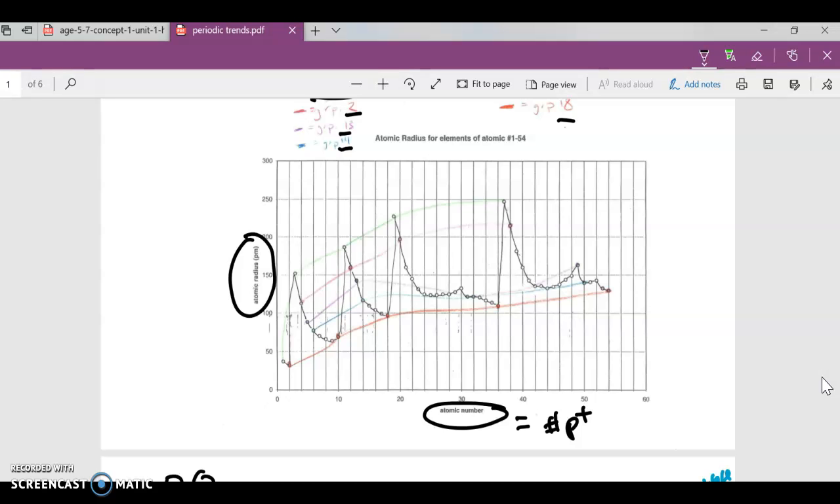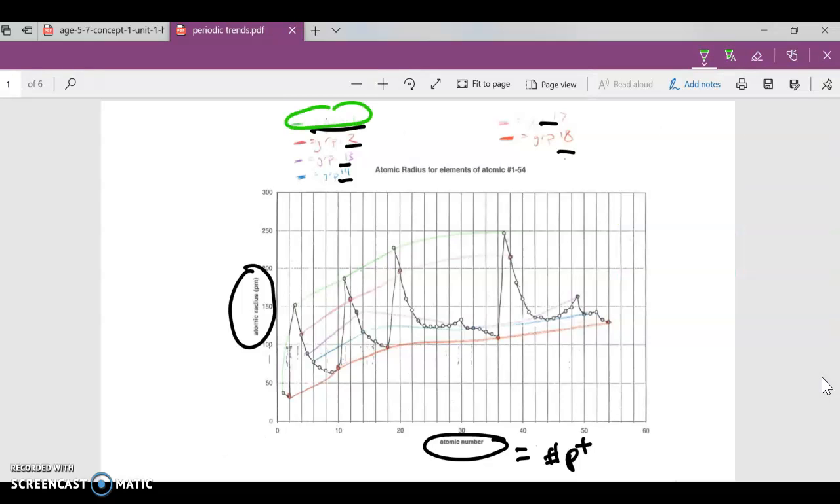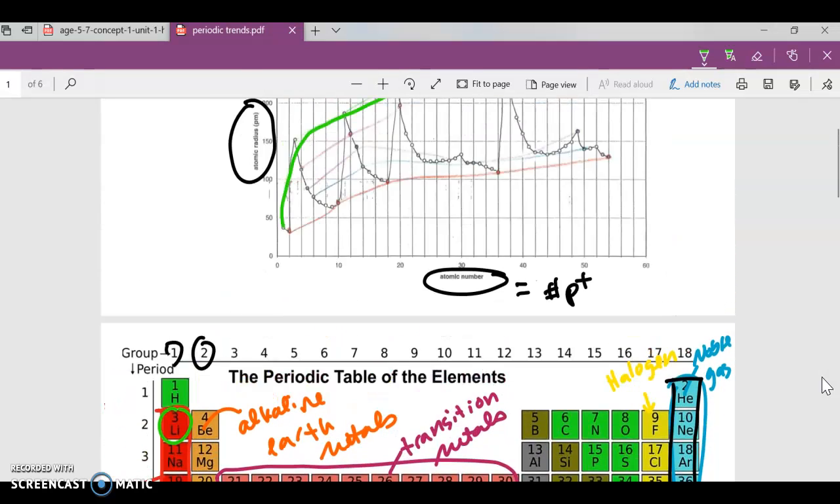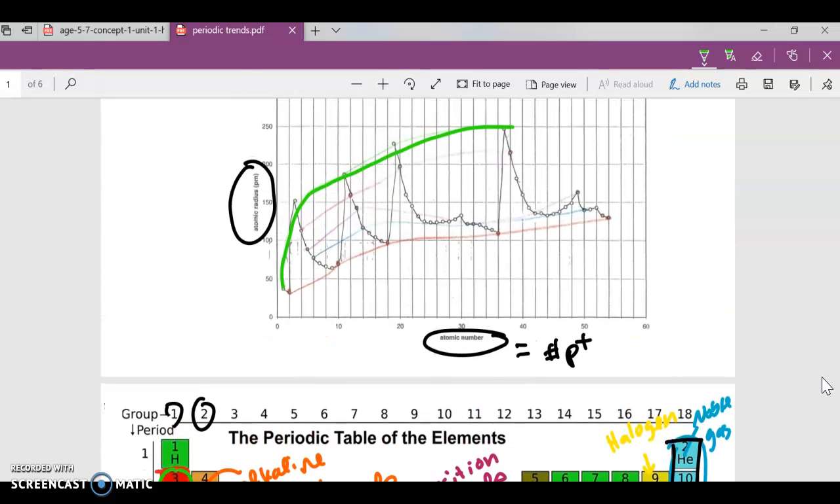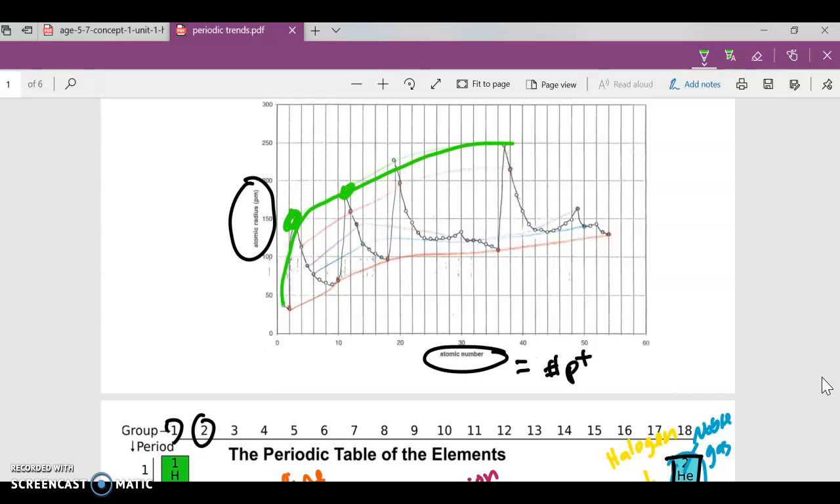So let me show you about the graph. This group 1 here is the green, and that's this line right here. So I can see this is all of the family 1. So here's lithium, number 3. 1, 2, 3. Lithium is right here. Sodium is number 11. Number 11 is right here.